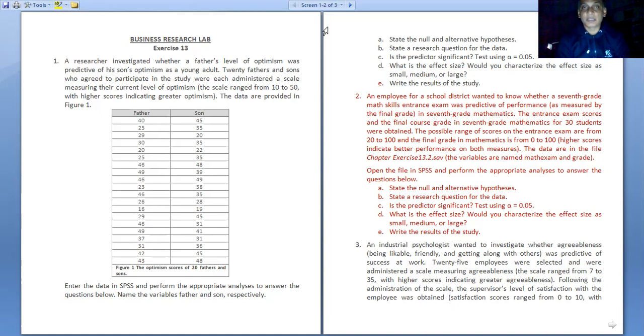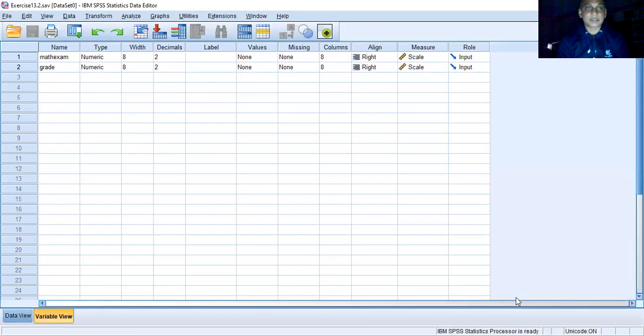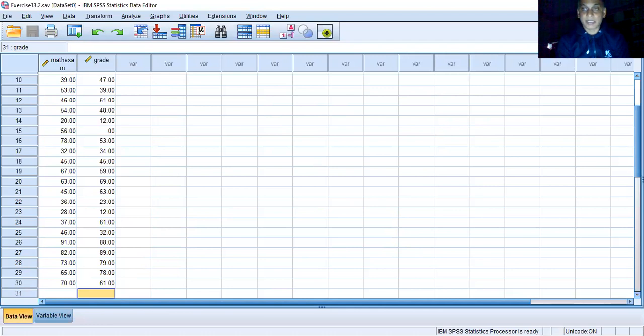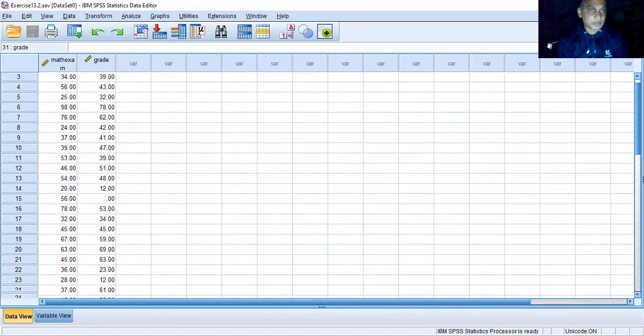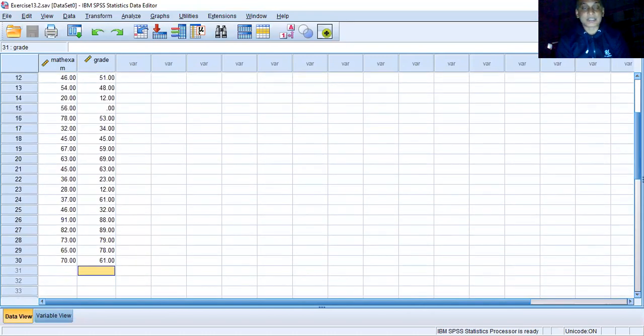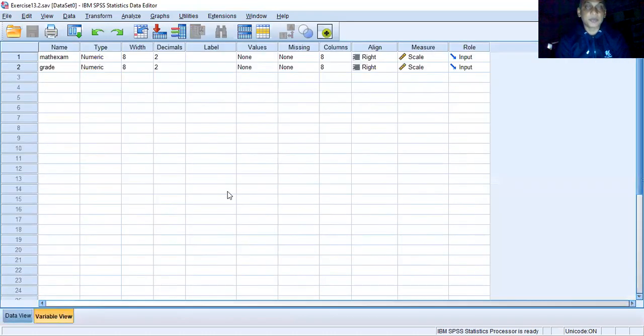So we are just moving to the new share. The SPSS file is in front of you. I'm sharing the file. This is what the file is. We have two variables, math exam and grade, and they are both in scale form. Math exam is basically the skill and it is the independent variable. Grade is the dependent variable. The values are given to us, and we have data of about 30 students as the question says. So that's the data. Moving back to variable view and conducting the analysis here.